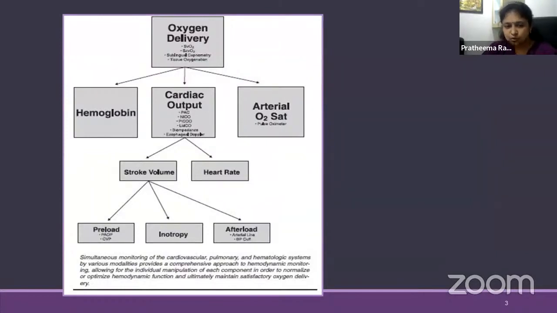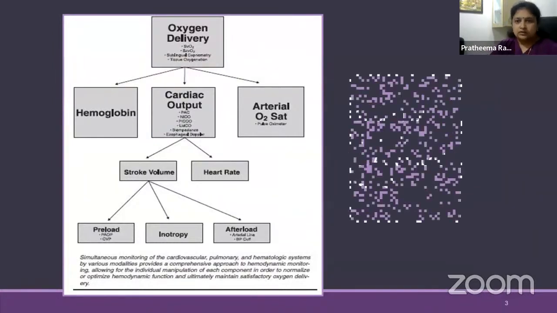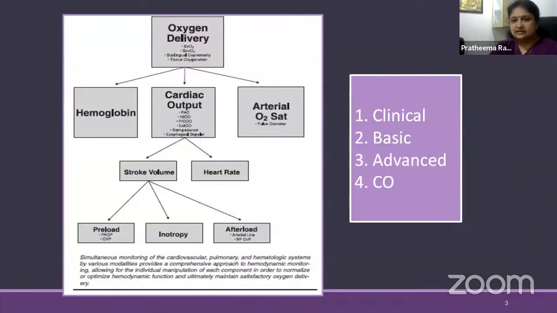So all these things put together is the hemodynamic monitoring. What we have to look at is mainly the stroke volume, and broken into pieces, we have to look into the preload, inotropy, and the afterload. So this is basically clinical, basic monitoring, advanced monitoring, and cardiac output monitoring. So clinical, we know how we monitor. We'll just go through everything.